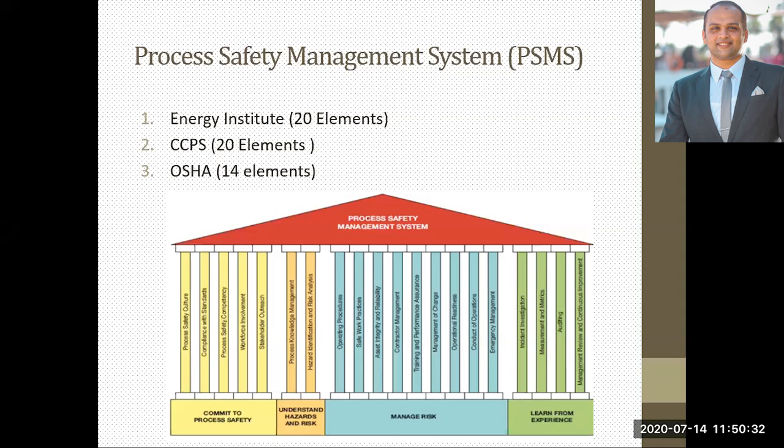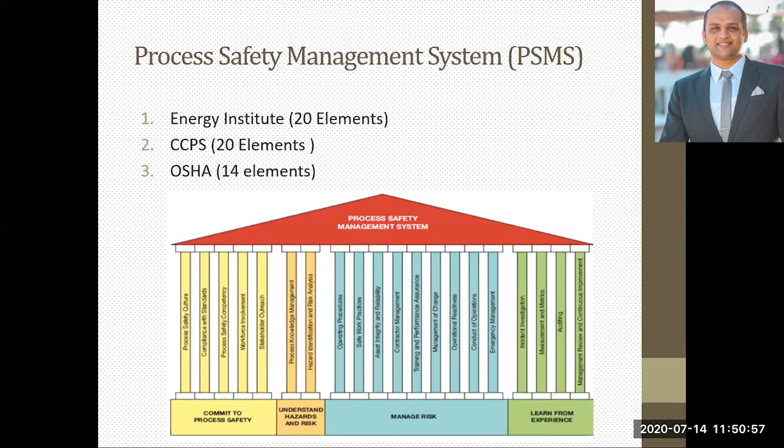OSHA has 14 elements, CCPS has 20, and Energy Institute has 20 as well. They are pretty much similar, especially Energy Institute and CCPS. However, OSHA, despite having fewer elements, has very strict and very clear requirements. And it is a very old system which is used in a lot of companies.